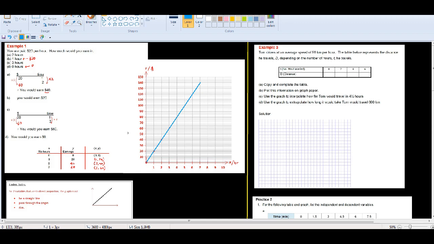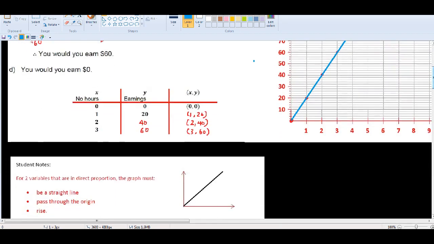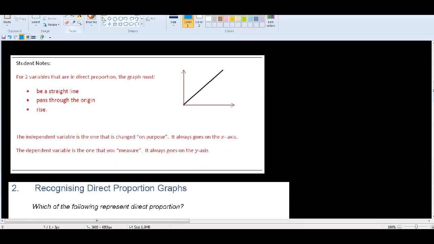Okay, but will it happen every time when we have a direct proportion? The answer is yes. Okay, so here's a very important summary.